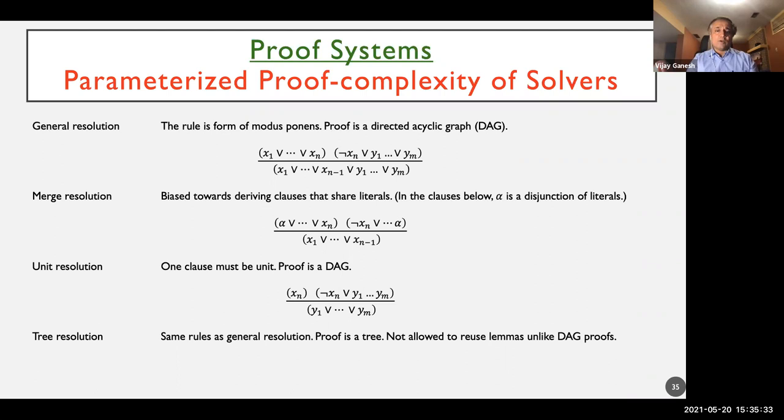But now imagine the following. Imagine that most of the literals other than this Xn literal, which is called the pivot literal, are overlapping. They are the same. Then the resultant clause is going to be shorter than both the input clauses. I can illustrate this using this example here.